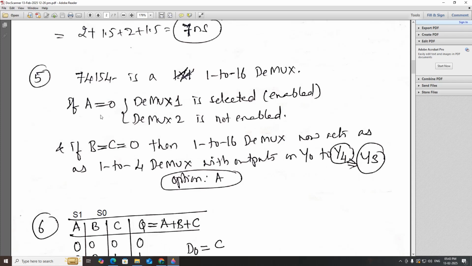So I'll repeat here. If A is equal to 0, only the first demultiplexer is selected or enabled, and the second is not enabled. In the first one, if B and C are both 0, then it will act as a 1 to 4 demultiplexer. Therefore automatically it has Y0 to Y3 outputs.